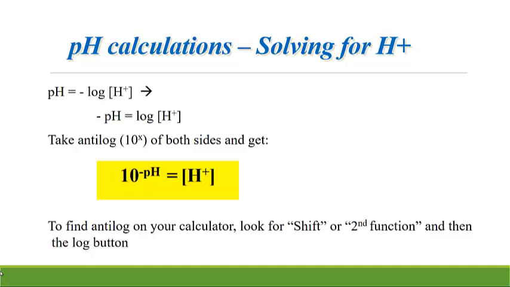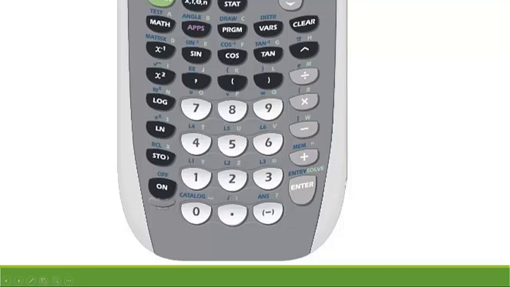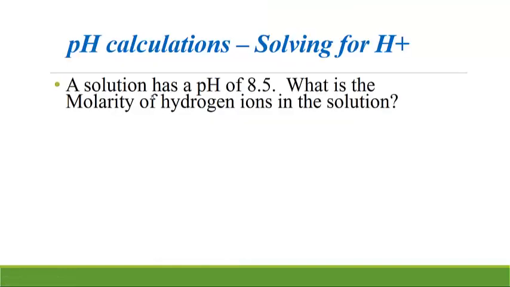To find the antilog on your calculator, once again, look for this. It's generally a shift or second function on my calculator. It's the second function over the log. So I'm going to hit second, and then right here above the log is my 10 to the x button. Okay. And remember, it's a negative. It's 10 to the negative pH.